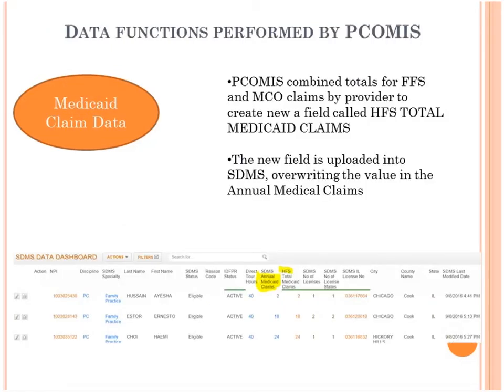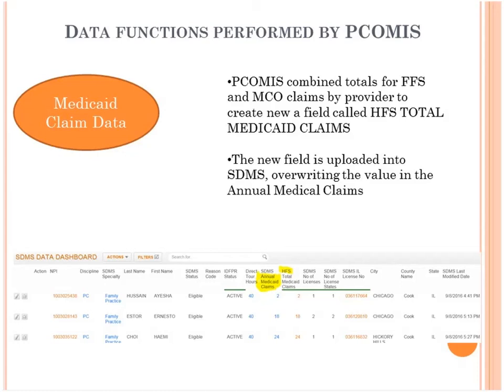Now, for the data functions performed, I mentioned earlier that what we were looking at with that data dashboard, we had annual Medicaid claims and the license data, IDPFR status. We see that for 3 providers here, the license data is accurate. So therefore, it's going to look at, okay, the provider's active. Does the provider have any Medicaid claims? In this case, they do.